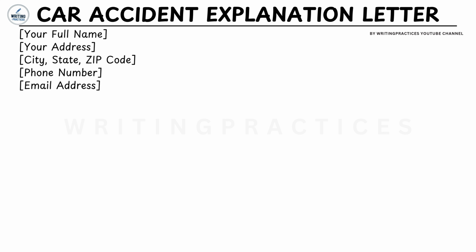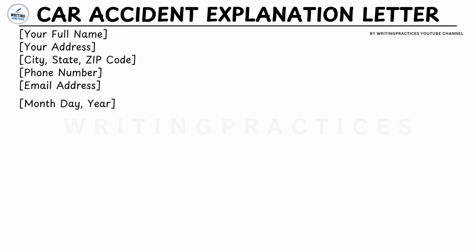Sender information. Start by writing your personal contact information at the top of the letter. For example, Daniel Carter, 4821 Pine Ridge Lane, Phoenix, AZ 85017, 602-5557-842, daniel.carter@email.com. This section identifies who is providing the explanation and gives the recipient a way to contact you if additional information is needed. It also helps ensure the letter is associated with the correct accident file, insurance claim, or investigation record.